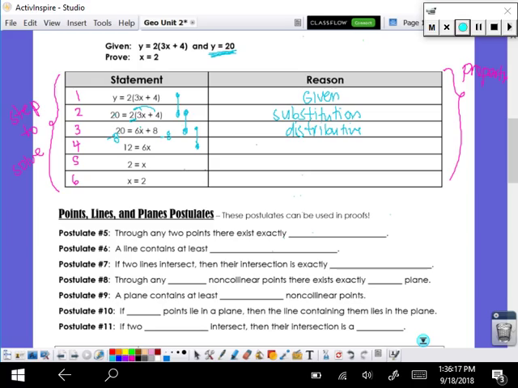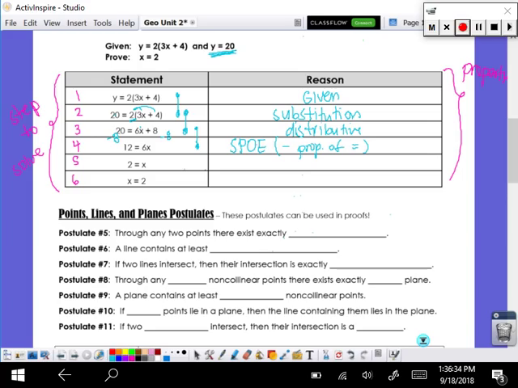And in fact, 20 minus 8 gives us 12. So when we subtract on both sides, remember that is going to be SPO. So that is subtraction property of equality. We subtract on both sides.